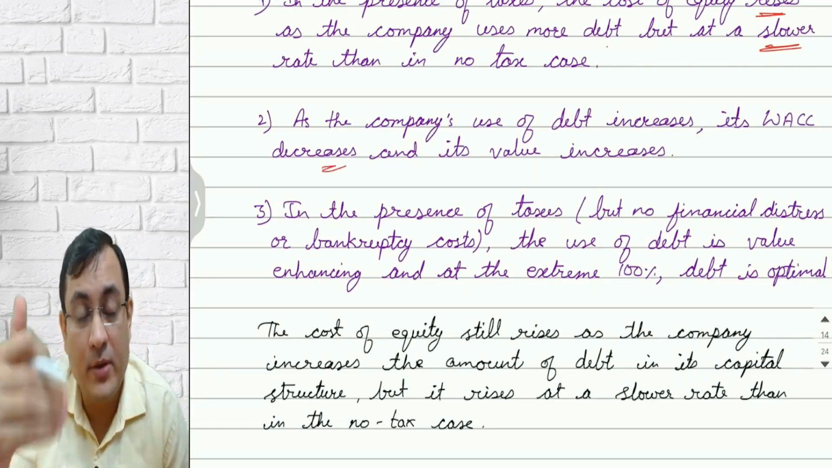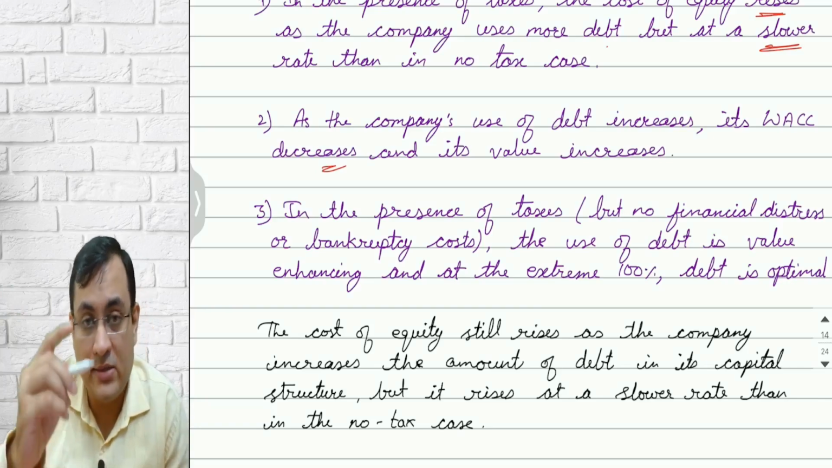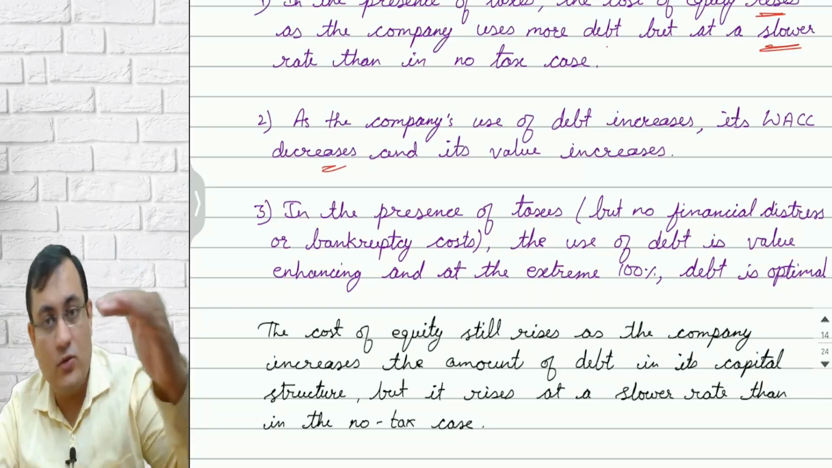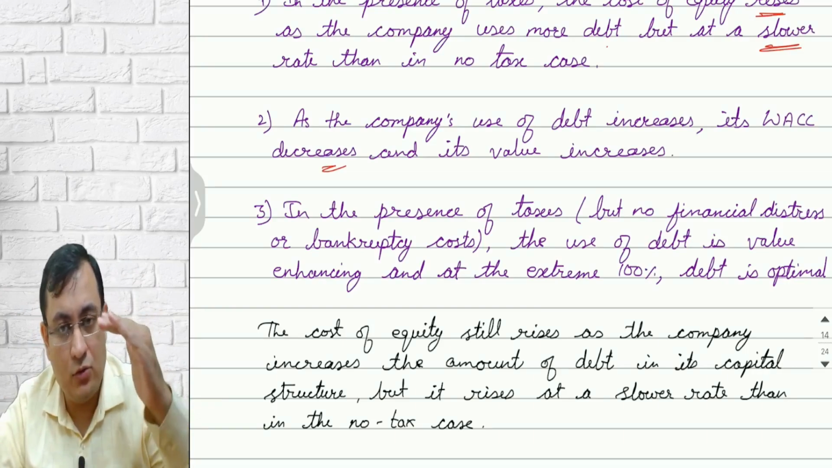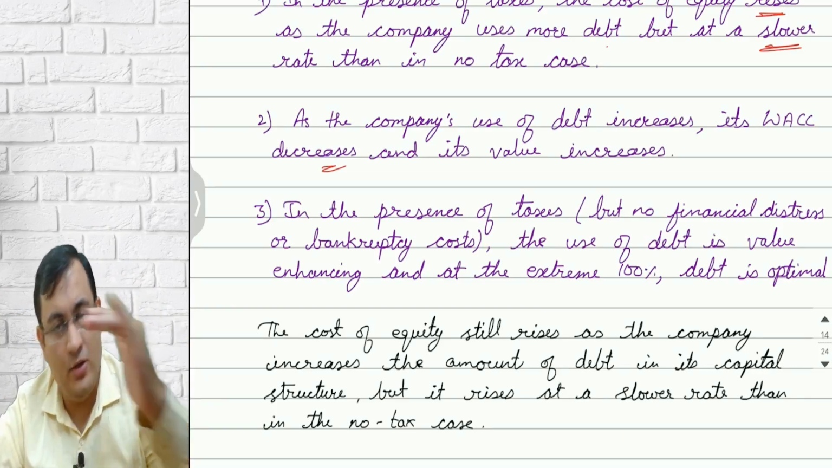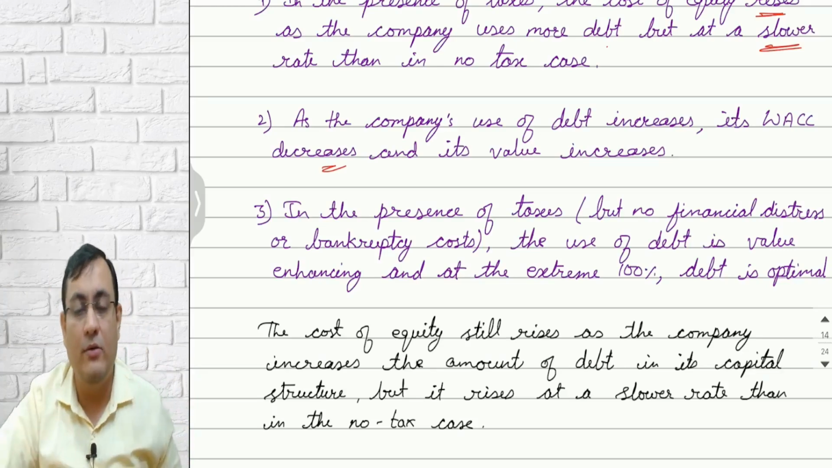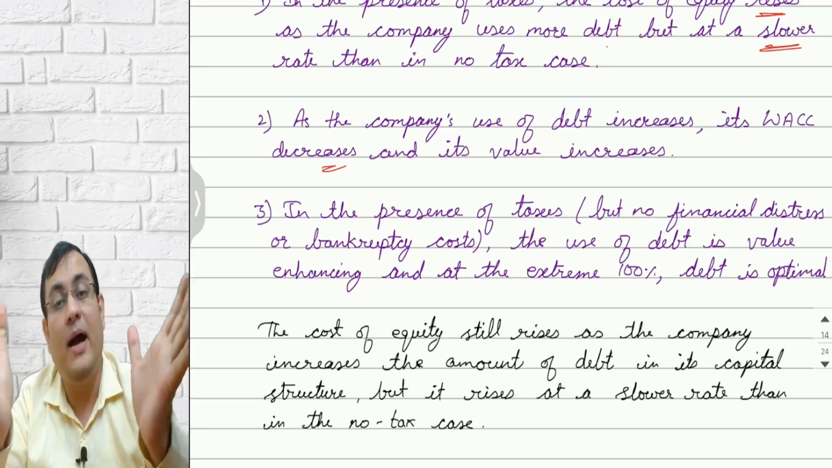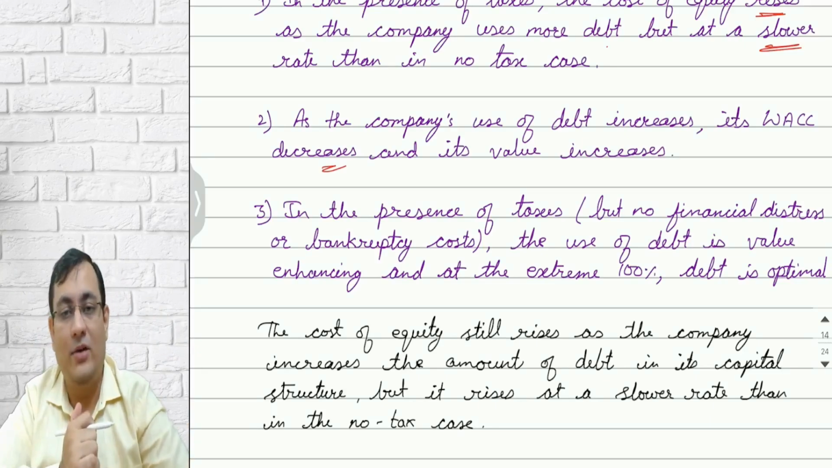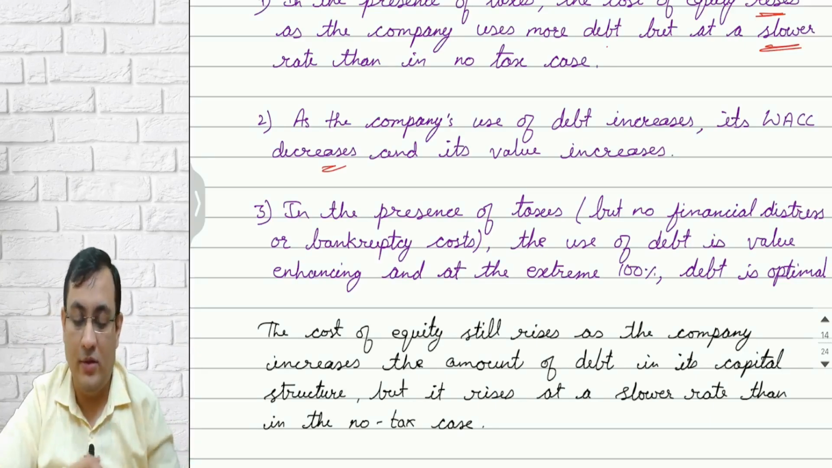WACC will decrease because of the benefit of tax advantage. And since WACC is decreasing, cash flows are constant. Your 200 rupees EBIT is constant in U and L, but your WACC, your discounting rate, is decreasing, so your present value will increase. So the value of the levered firm will be higher than the value of the unlevered firm. That is the conclusion of this theory also.